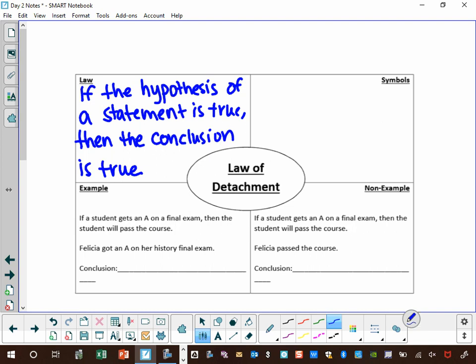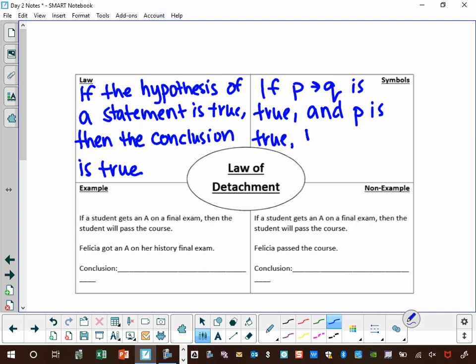You also have symbols for this. If P to Q is true, and P is true, then Q is true. At this point, you should recognize P as hypothesis, Q is conclusion.